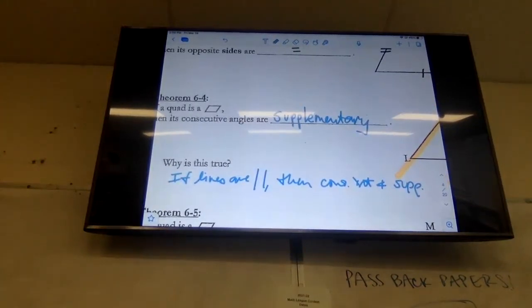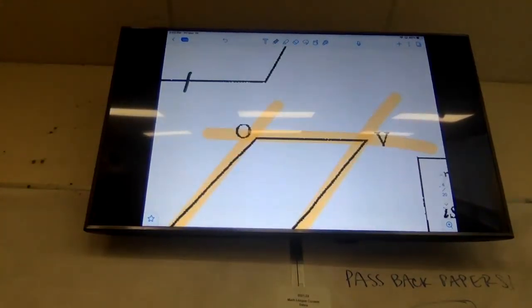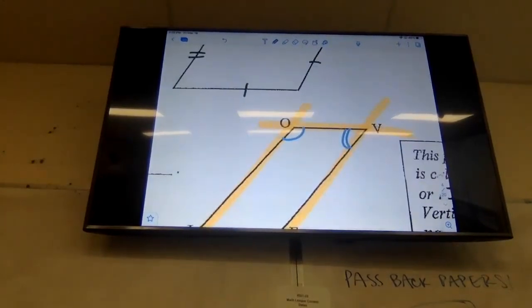Interior, because if I come over here, they are in between the two lines that are parallel, not outside. So they're interior, not exterior.